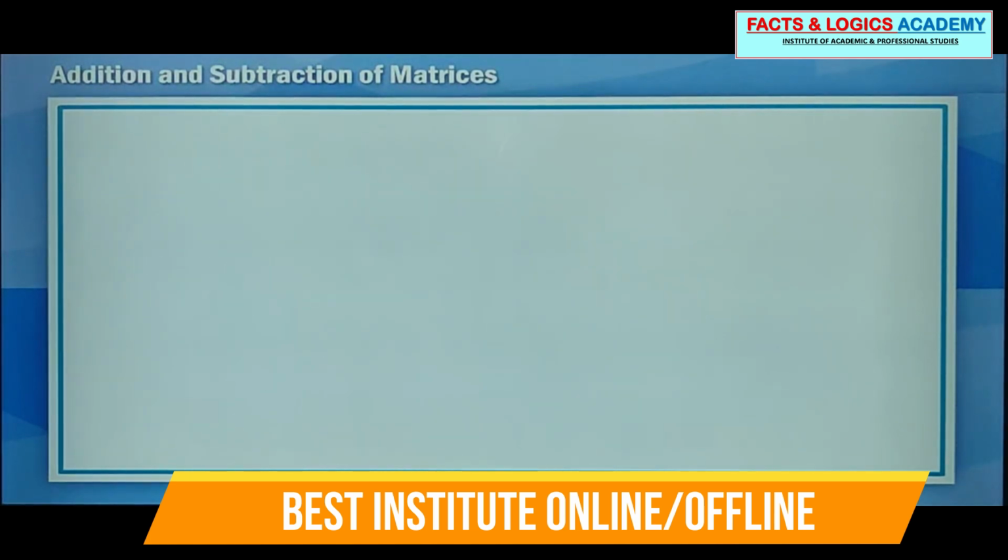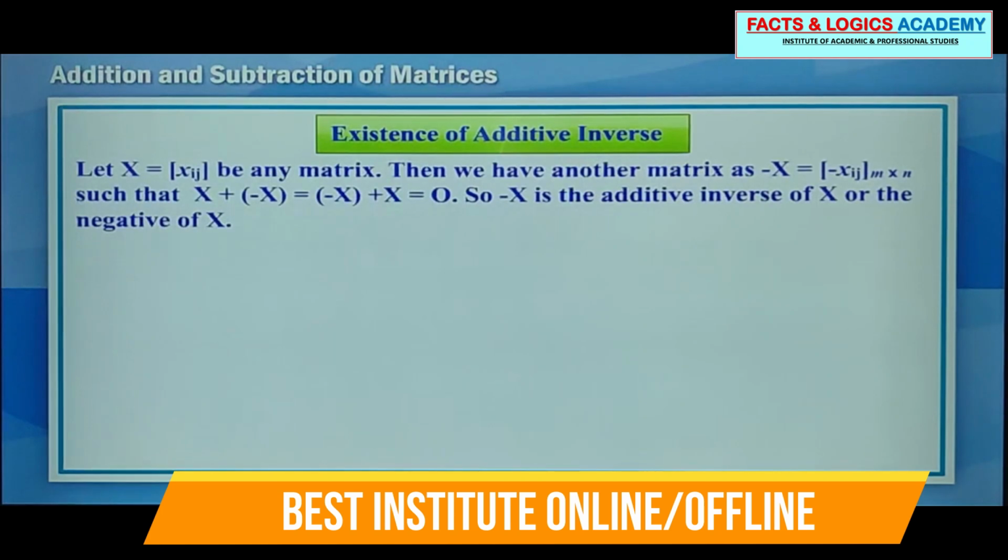Similarly, the additive inverse of a matrix can be defined. Let X be any matrix. Then we have another matrix as minus X, such that X plus minus X is equal to minus X plus X, which is equal to O. So minus X is the additive inverse of X or the negative of X. Here O is a zero matrix.